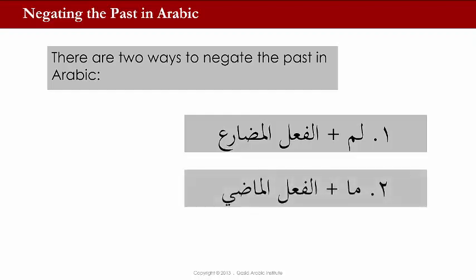Number two, we have ma plus al-fi'l al-madi, which is the past tense verb. So lam indicates negation of the past using the present tense verb, and ma indicates the negation of the past using the past tense verb. Now, we will see that these two negations of the past have slightly different meanings.